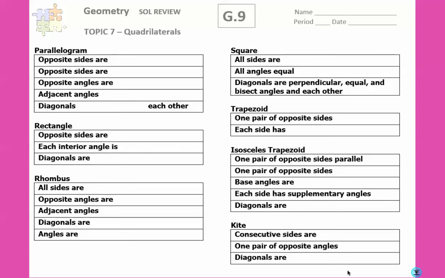Topic 7 is quadrilaterals. Let's review the properties of quadrilaterals. The most broad type of quadrilateral is parallelograms. In a parallelogram, the opposite sides are equal or congruent. The opposite sides are parallel. That's why they're called a parallelogram.